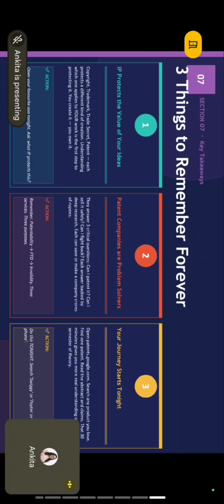And last is your journey starts from tonight. You can open Google Patents. You can search any product that you like. If you read the abstract and claims, it will take you hardly 30 minutes and you will get a real understanding of IP.